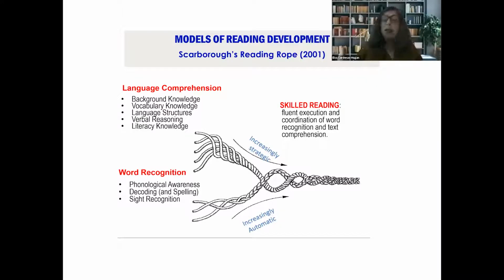But all the while, we want to be capitalizing and building upon the students' background knowledge, building their vocabulary, helping them understand the language structures while understanding the literacy structures, right? And putting two and two together. Our students need opportunities to make inferences and to reason and to become strategic about their reading. So that word recognition becomes more automatic and that language comprehension more strategic to get us to skilled reading. So that simple view of reading is not really so simple.